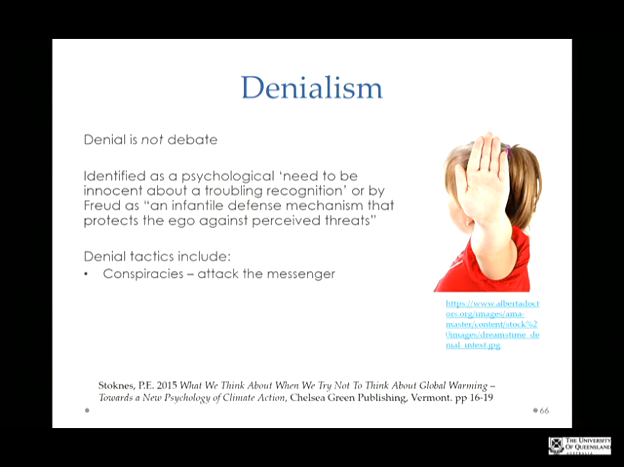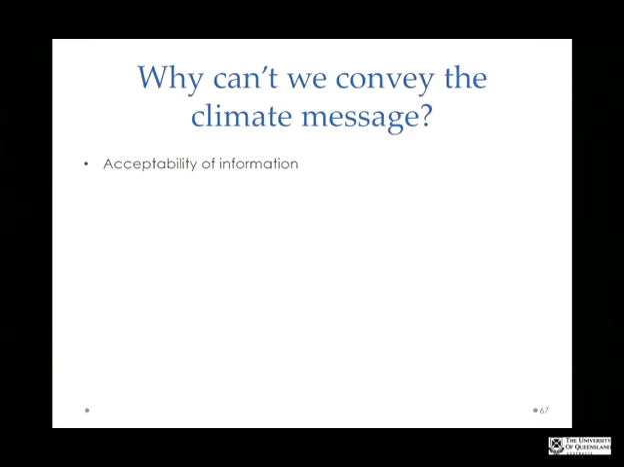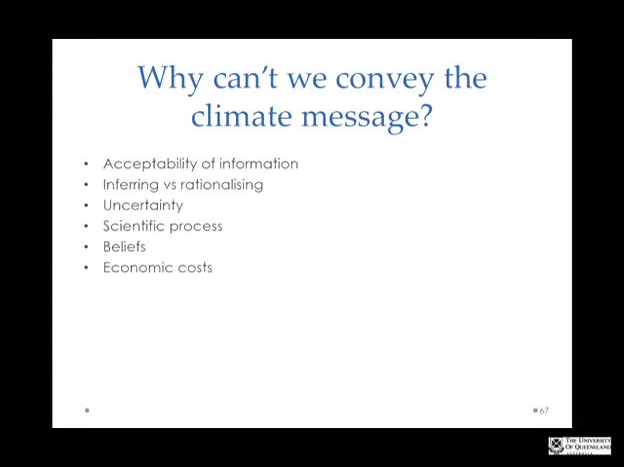And so there are loads of things like conspiracy theories. It's all a conspiracy by China to make the US economy bad, and fake experts, selective data, picking the one year that was cooler and saying it can't possibly be global warming, change proof, false analogies, and so on. Okay. So we can't convey the message because of a whole bunch of different things. I won't go through these. They're all in that lecture.